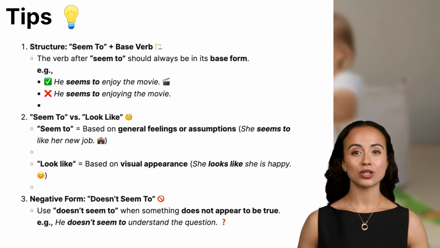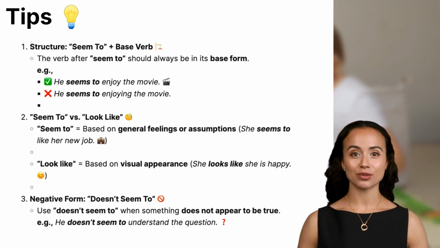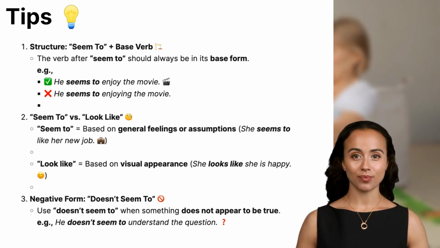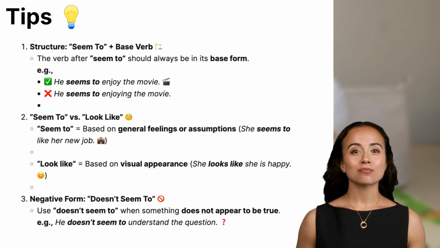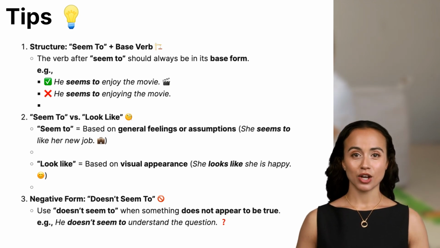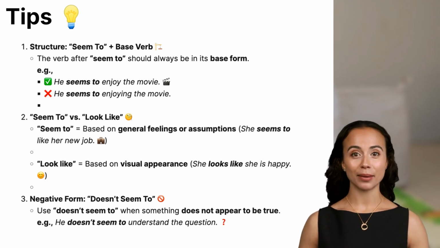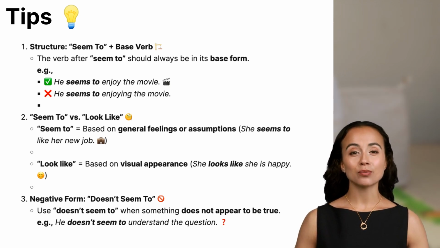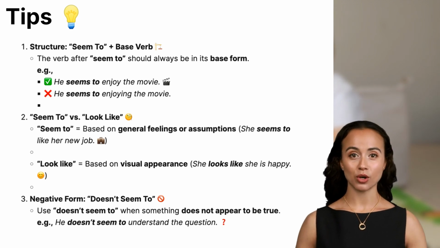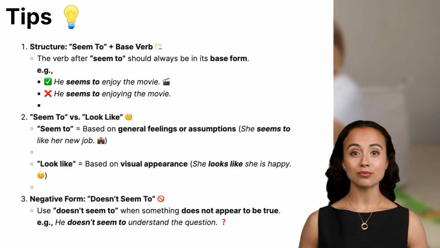2. "Seem to" versus "look like." Many learners wonder about the difference between "seem to" and "look like." "Seem to" is based on general feelings or assumptions. Example: She seems to like her new job. This is based on her attitude or what she says. "Look like" is based on visual appearance. Example: She looks like she is happy. This is based on her facial expression or body language. If your observation is based on what you see, use "look like." If it's based on a feeling, assumption, or knowledge, use "seem to."